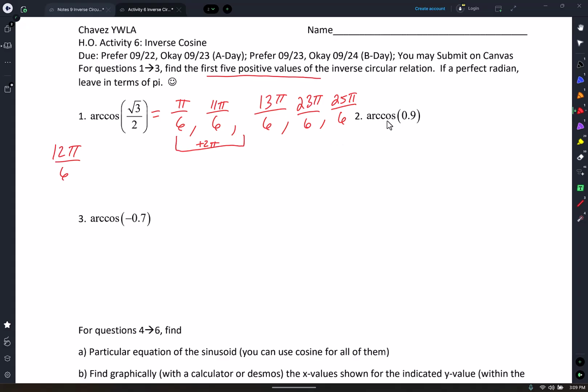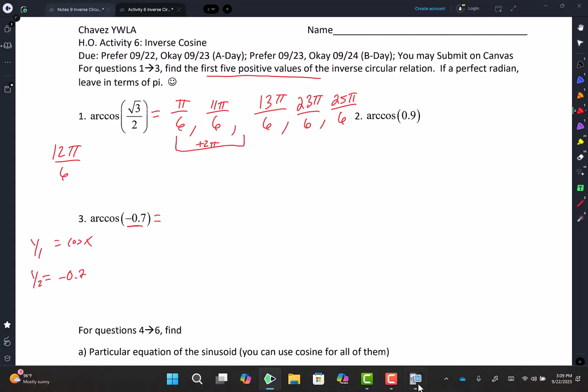Tell me which one you want to do. Number 2 or number 3. It doesn't matter to me. Number 3. Okay, so there's 2 ways to do it. Do you want to do this with graphing or do you want to do this with arc cosine, like with the calculator, like adding stuff? Graphing? Okay. So on the calculator on y1, type in cosine x. On y2, you're going to type what? Negative 0.7. Good.